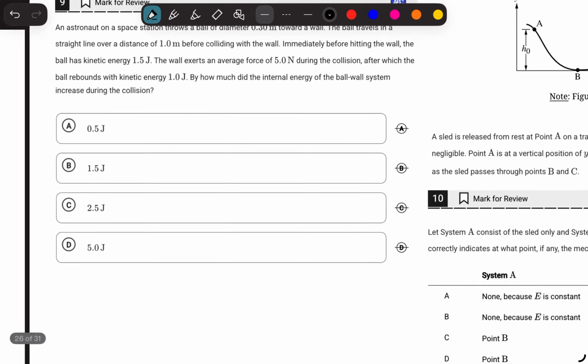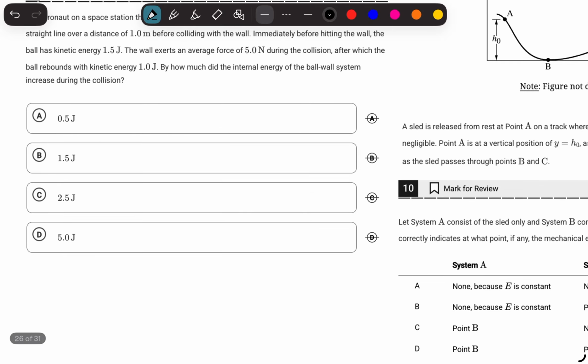So what is our mechanical energy before the collision and after the collision? Mechanical energy pre, mechanical energy post.